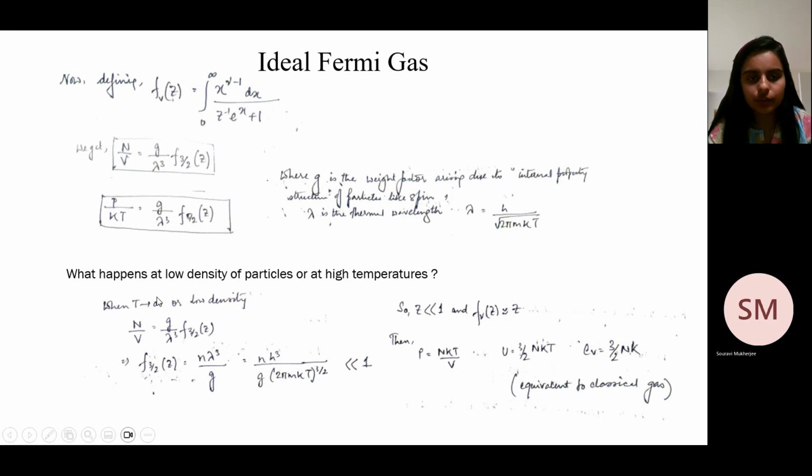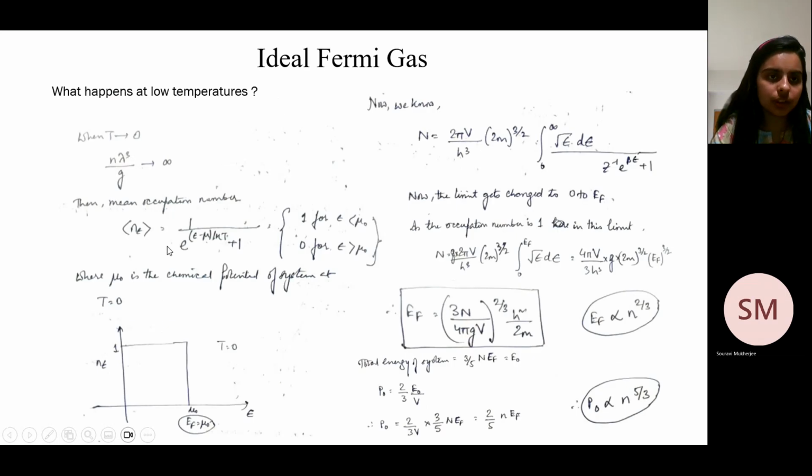So what you see from here is that if you move to low densities, or when the temperature is much higher, your N by V, that is given as small n, into lambda cube by g, this entire term would be very, very much less than 1. There you can consider that your z is much less than 1, or you can think that f nu of z tends towards z. So this is the classical limit, and you will see that you get back all the classical results.